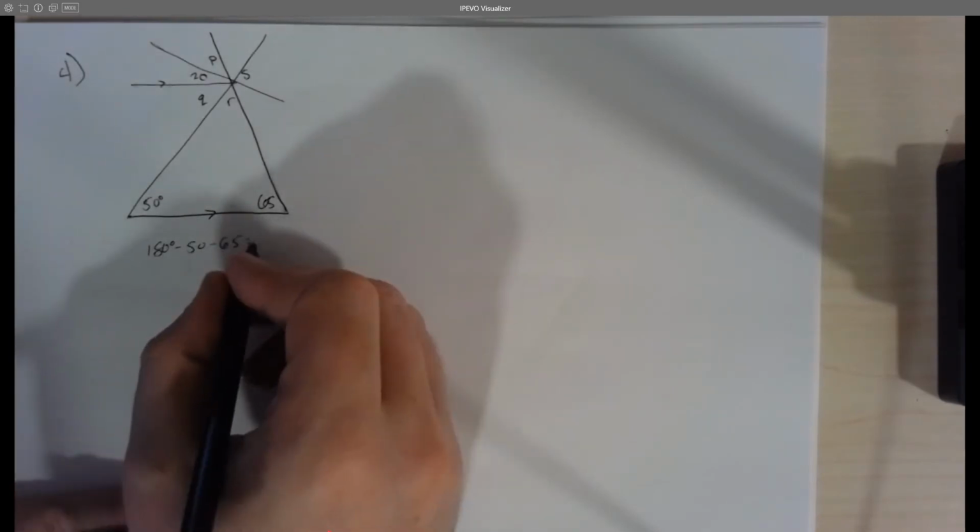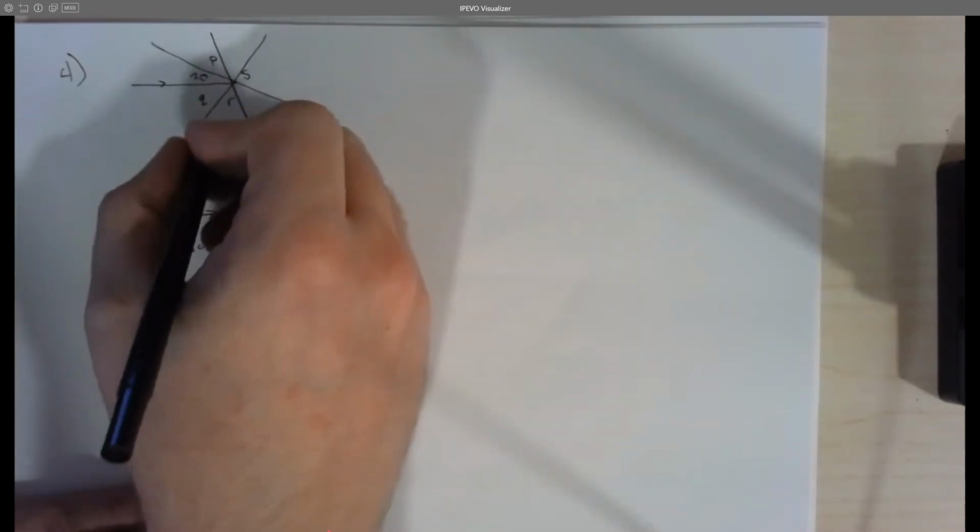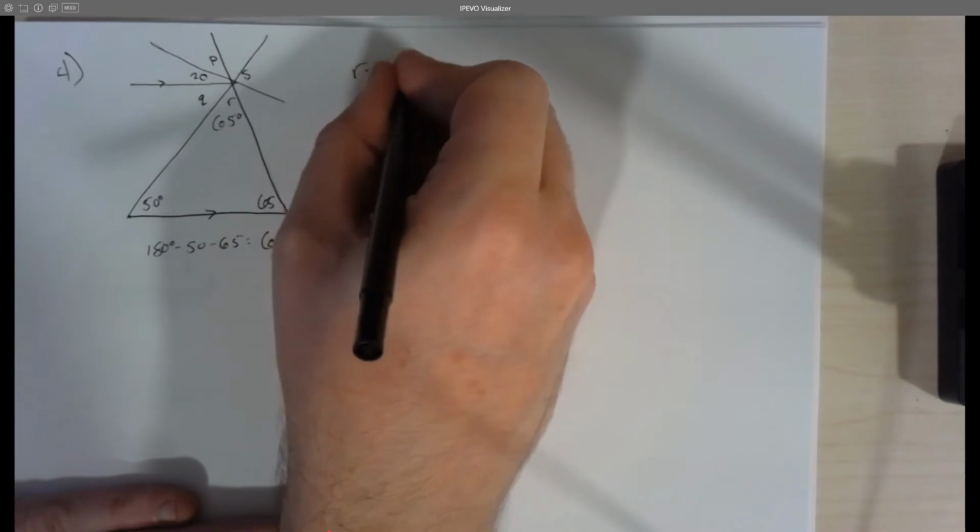Let's start by maybe solving R. There's a number of things that we could try to solve first. Let's try to solve R first. We know this is 50, this is 65, so R just has to be what's left of that. 180 minus 50 minus 65 leaves us with 65 degrees for R. So R equals 65. That's the one I know so far.